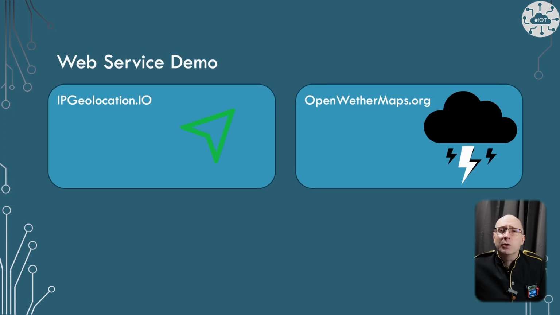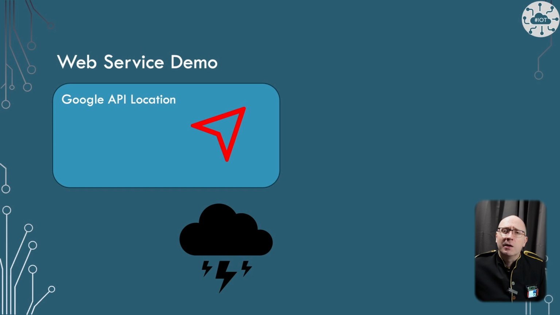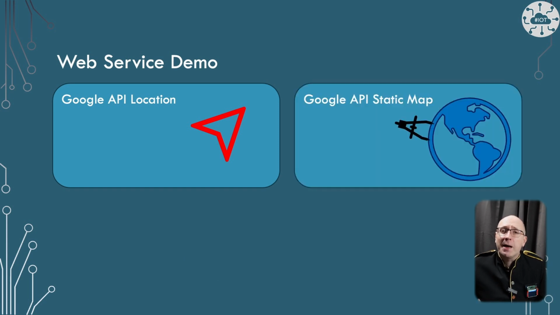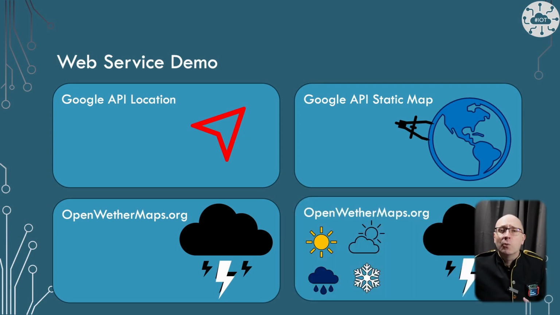On my Udemy course, I give examples using ipgeolocation.io and openweathermaps.org. I was going to combine these, but I had a better idea. I'm going to get the location from Google Maps API so that then I can display a map of the location before displaying the weather forecast details. Finally, I'll get an icon which shows the weather to display too, all on the TFT display.